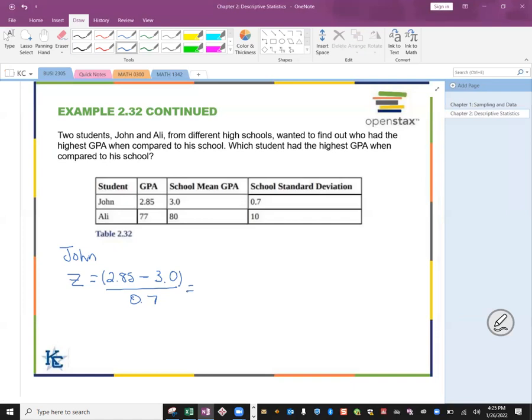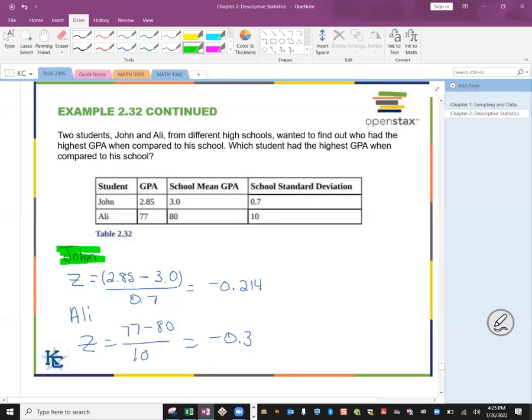So when you do this, you should get -0.214. And then Allie, you take 77, you subtract 80 over 10, and you get -0.3. The greater of the two values is the one who has the highest GPA compared to their school. So in that case, it would be John, because with negative numbers, the smaller the value, the greater it is.